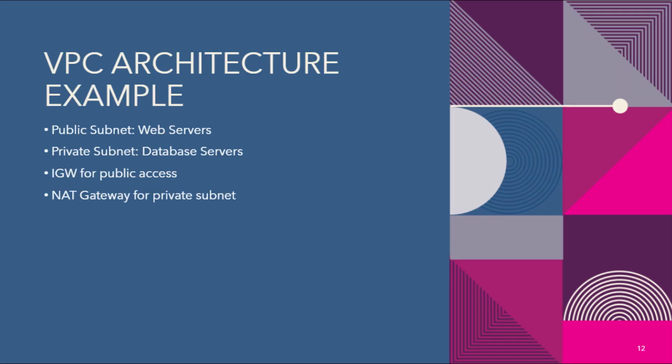VPC architecture example. In a typical architecture, public subnet contains web servers. Private subnet contains databases. Internet gateway is used for public access, while NAT gateway is used for private subnet internet access.